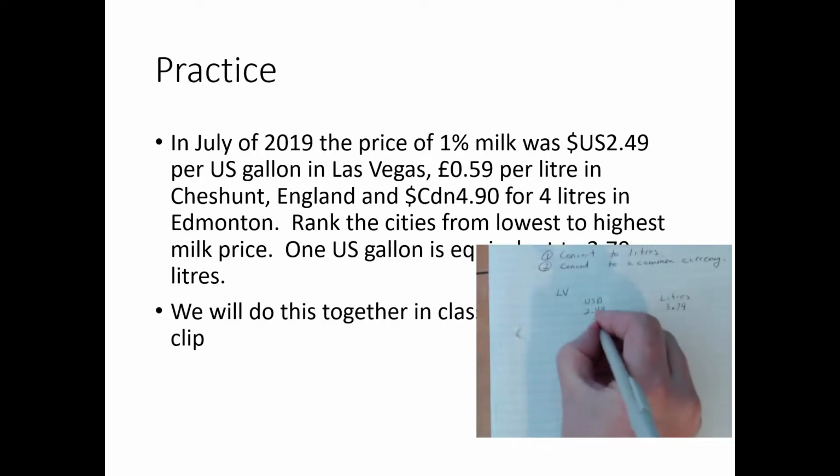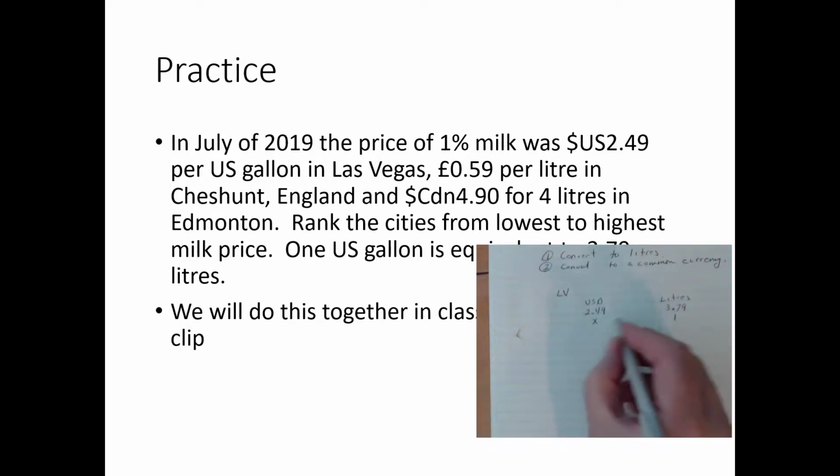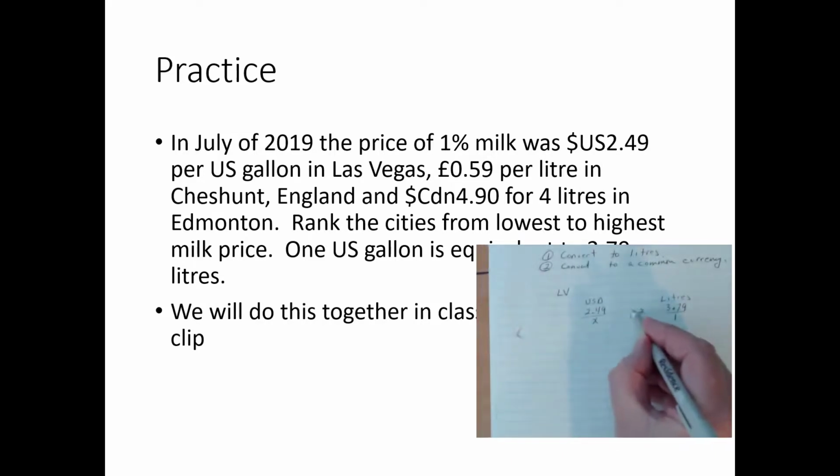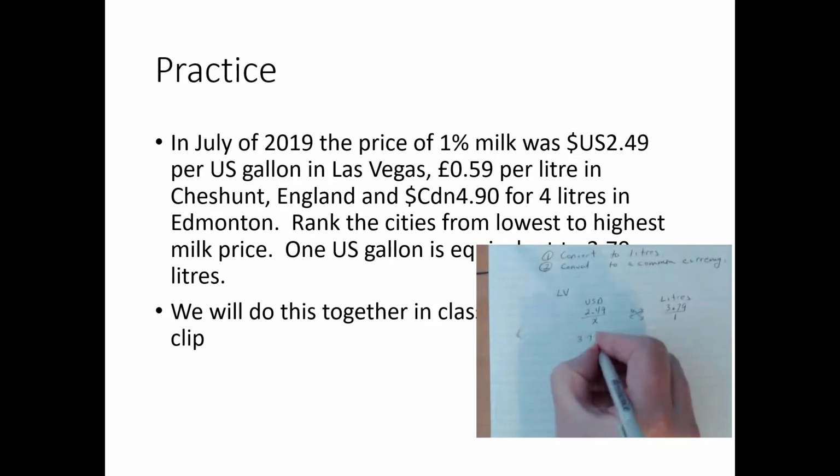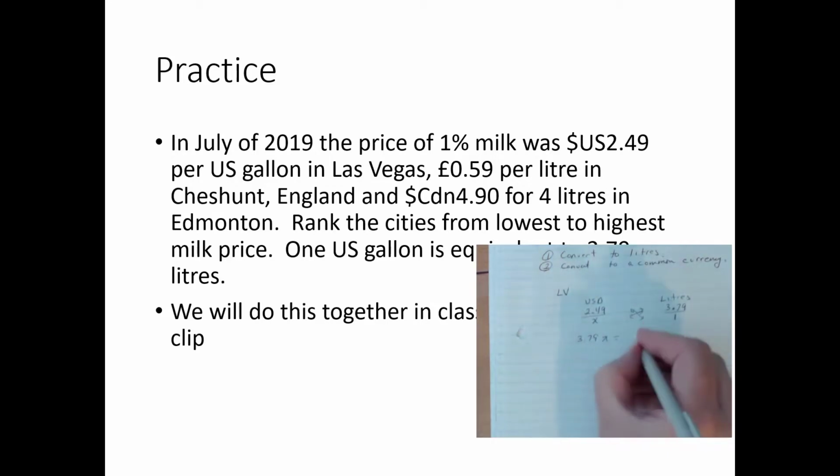I want to know how many US dollars it's going to cost me to buy 1 liter. So now I have myself set up as a nice, wonderful little ratio. I will cross multiply to get rid of all these nasty fractions, and then I'm all set. So I have 3.79 x equals 2.49 times 1. Isolate for x, and I see that it costs me, all in US dollars here, about 66 cents, so 0.65699 US dollars per liter.